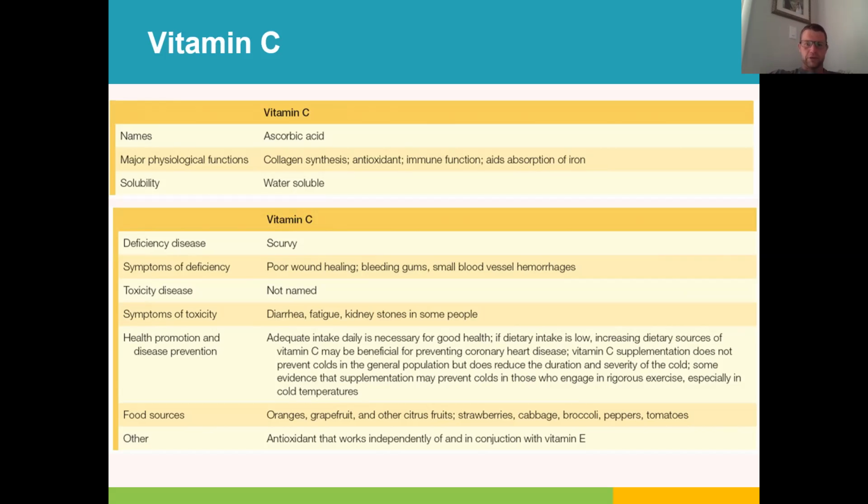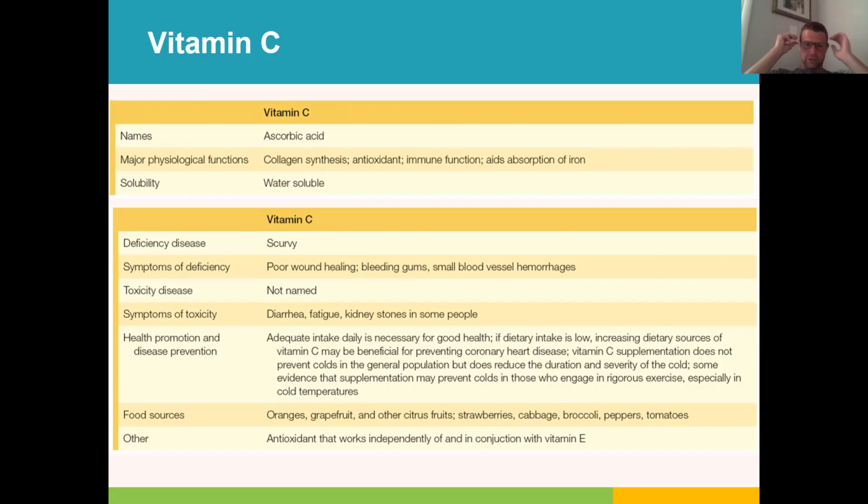Okay. Some evidence that supplementation may prevent colds in those who engage in rigorous exercise, especially in cold temperatures. Again, the evidence is very lacking. And so saying that it prevents it, again, I think it's sort of a weird step to go that far, because again, they said before, it doesn't prevent colds, but it reduces duration. We've seen that. I don't know where they get that part from this book.